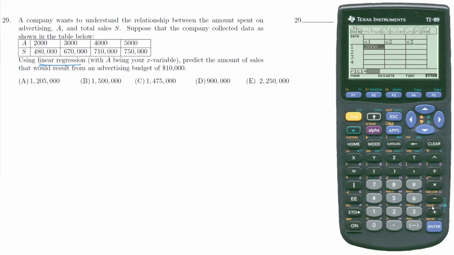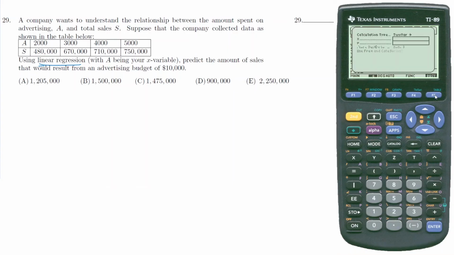Okay, so I just have to enter stuff out. So 2,000, 3,000, 4,000, 5,000. And here on this side I have 40, 400, 480,000, 670,000, 710,000, and 750. All right, and now I have to do this whole linear regression. Linear regression, and here type in C1, and here type in C2.